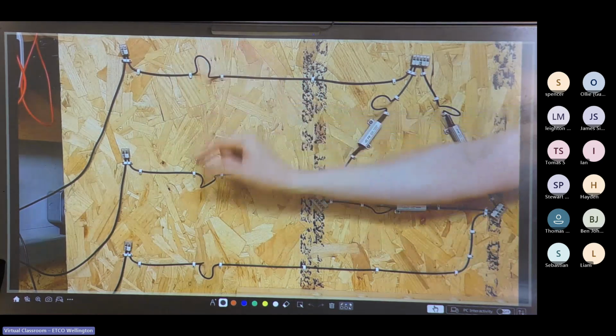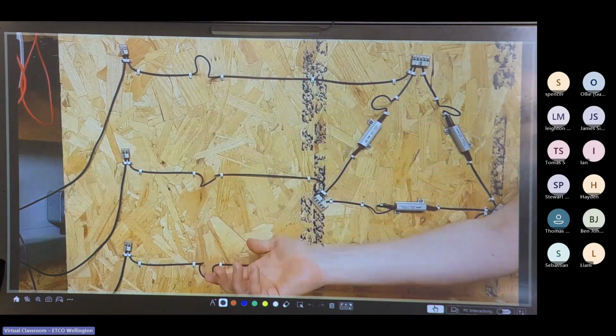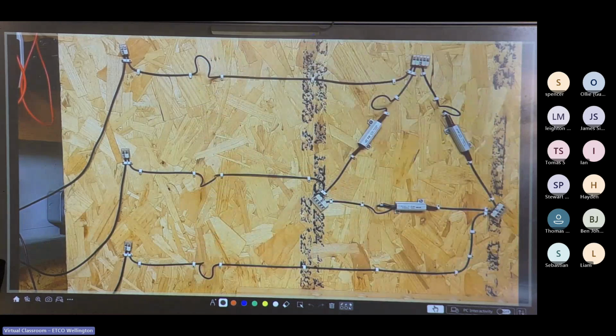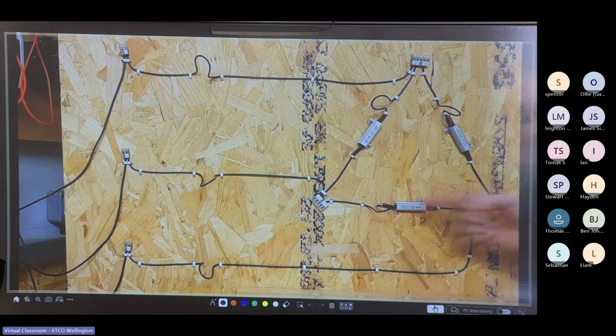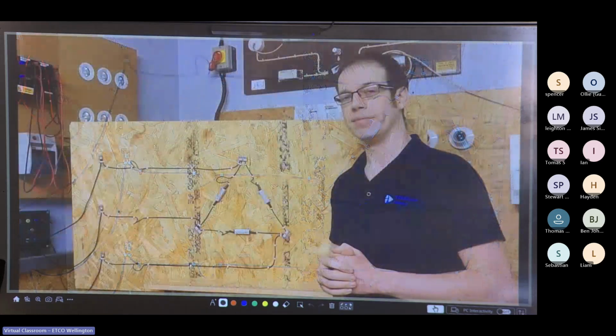And you can see I've left these little loops here so I can get my clip-on ammeter over that to measure the currents. And the phase current is the current that flows through the load. So I can measure that at any one of these three loops. I can measure the current through the load, and that will give me my phase current.